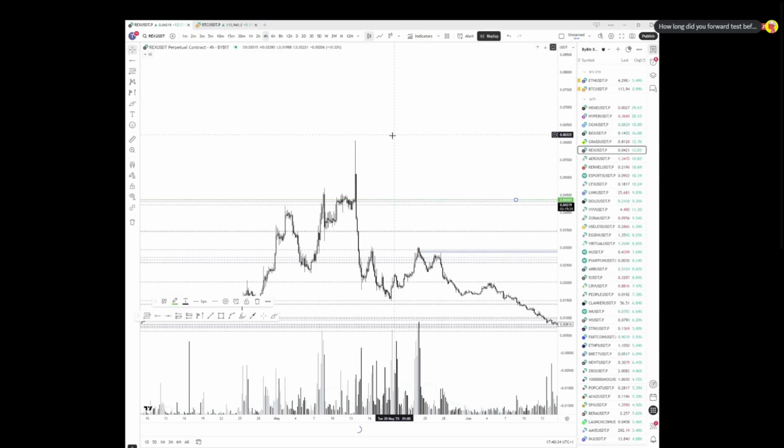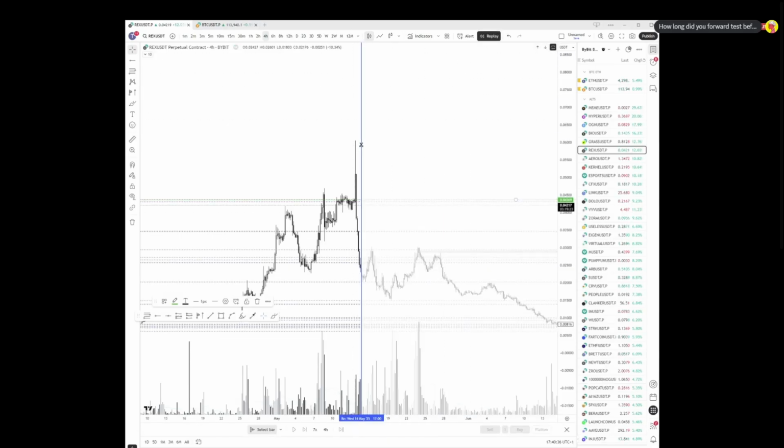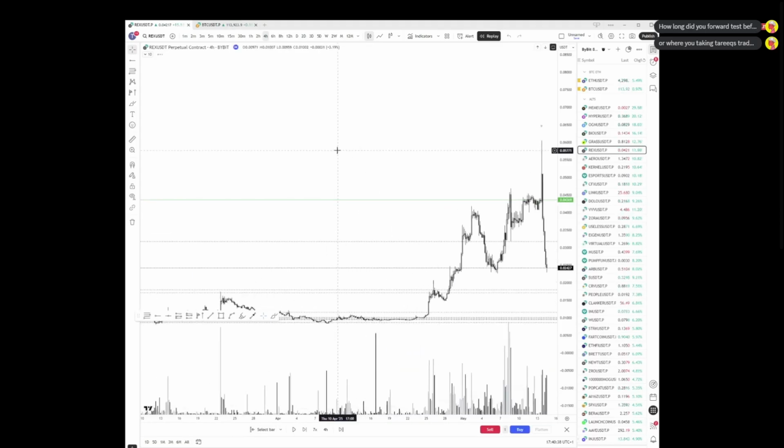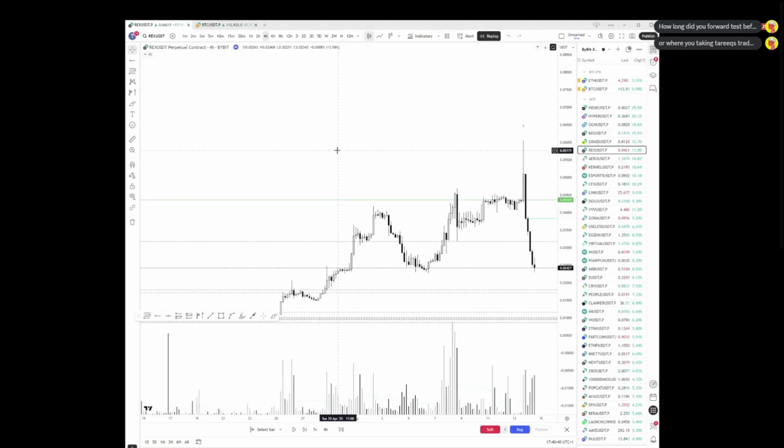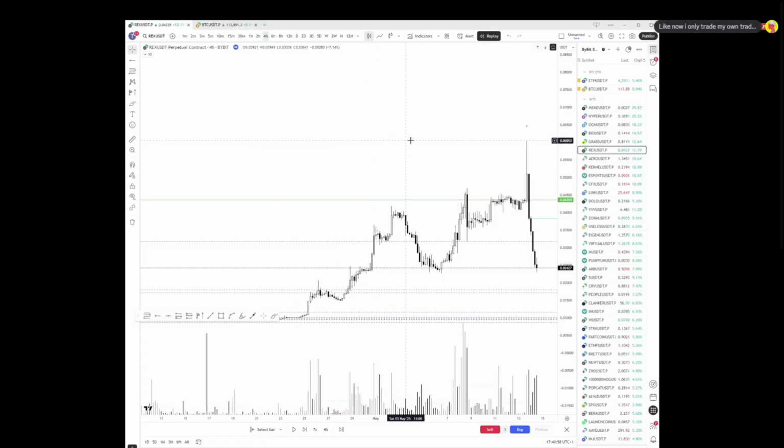How did I forward test before taking my own trades? It depends. I think when I was learning the breakout, obviously I kind of knew how to trade, so it's very different. I was playing them pretty quick. I wasn't going with them full size, but I was pretty much playing everything straight away.